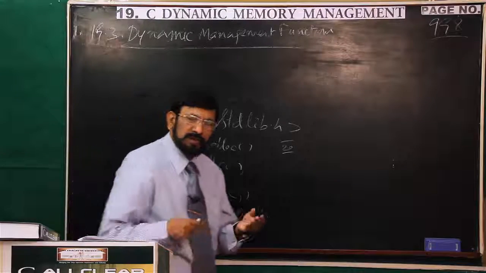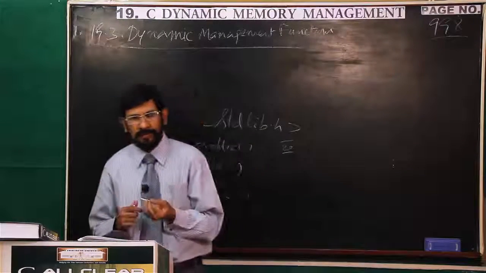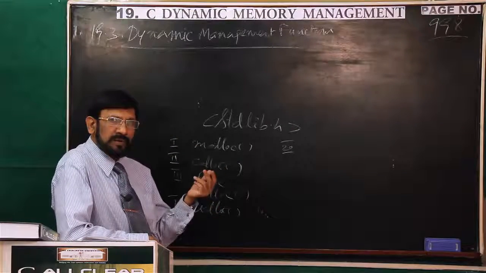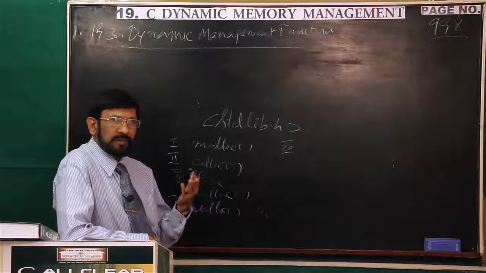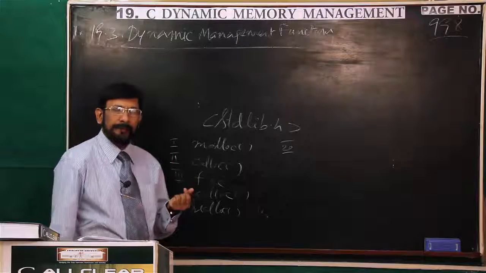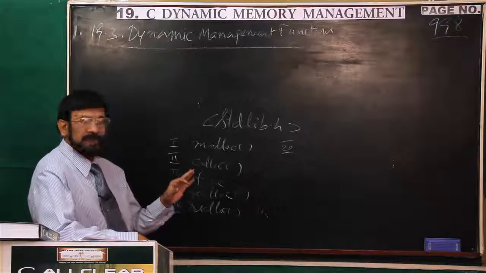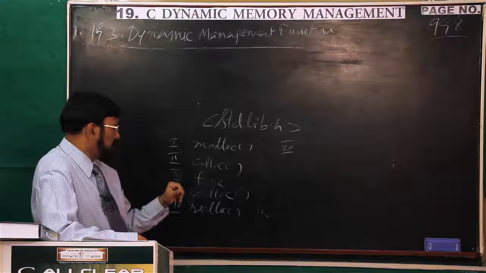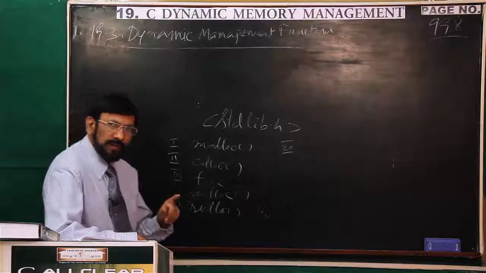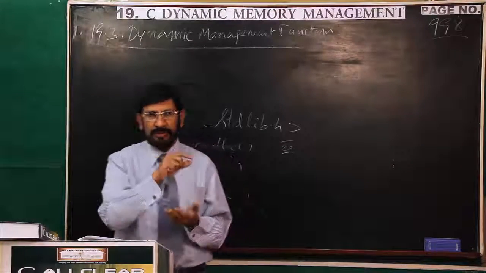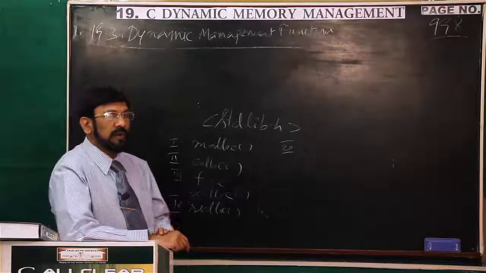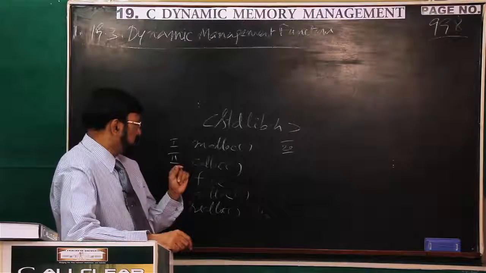Malloc deals with primary data type variables, and calloc deals with derived data types like arrays, strings, structures, unions, etc. Free: whatever memory is allocated dynamically, either by malloc or calloc, can be freed, deallocated. Then only the operating system can allocate that memory to some other purpose. Otherwise, it is permanently blocked. It is also called memory leakage. A little later, I will explain that concept.